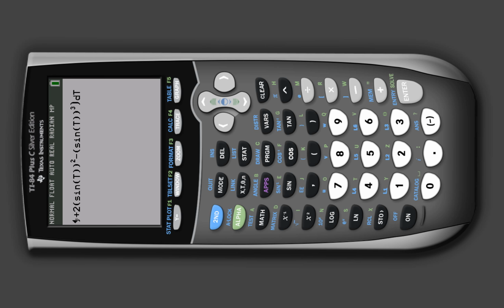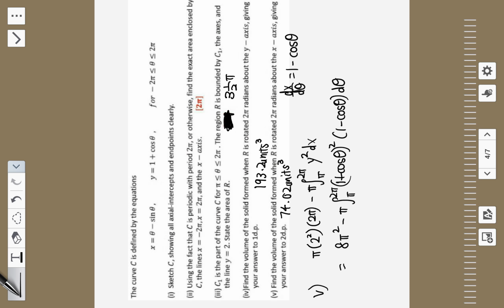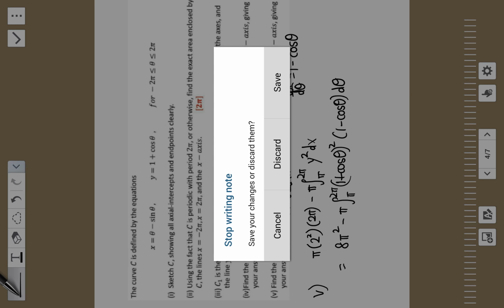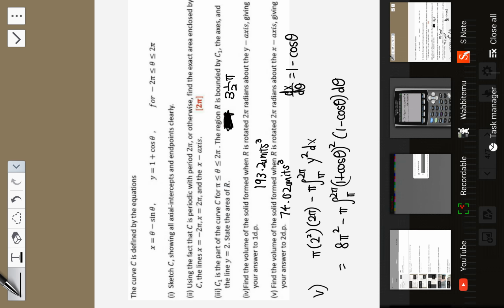Okay, see if we get the correct answer. This is enter. I get 156.52, which is obviously, is it the same as what we got just now? Nope. Poses some problem. Let's see. No, cancel. I don't want to discard this. Could be some calculation error.